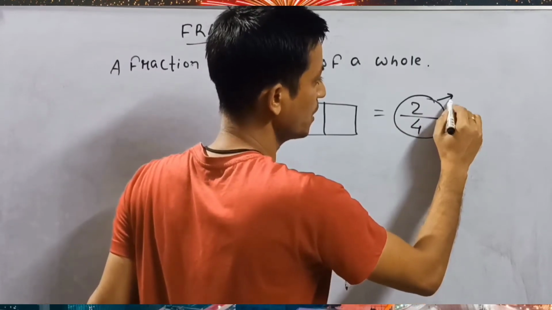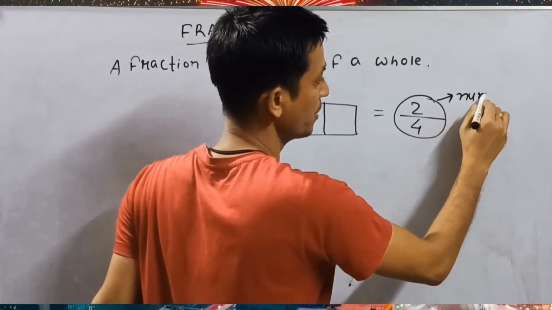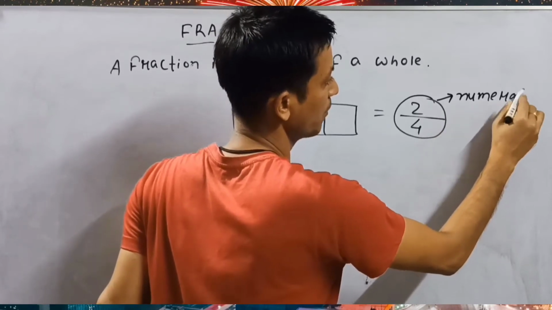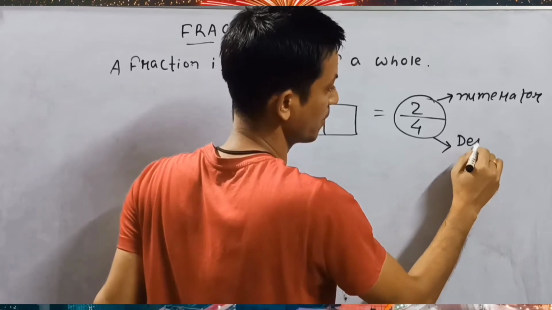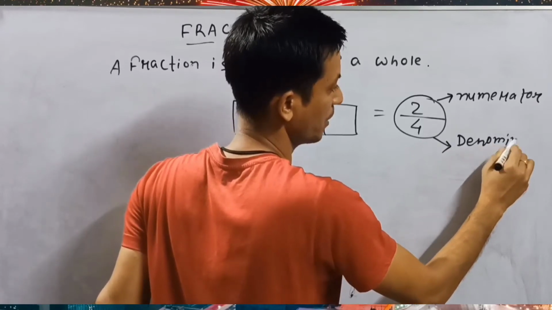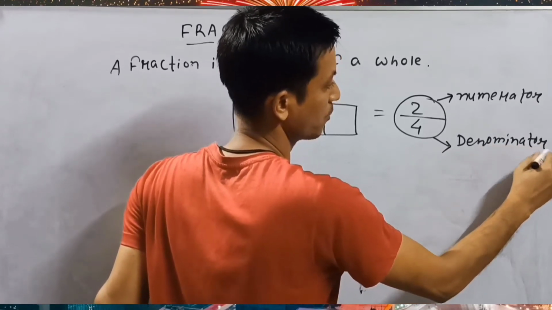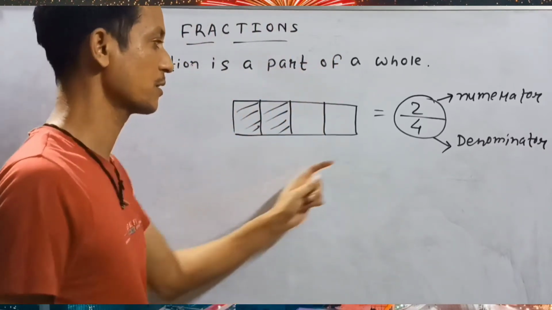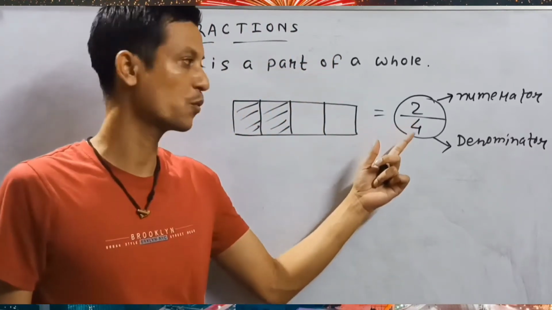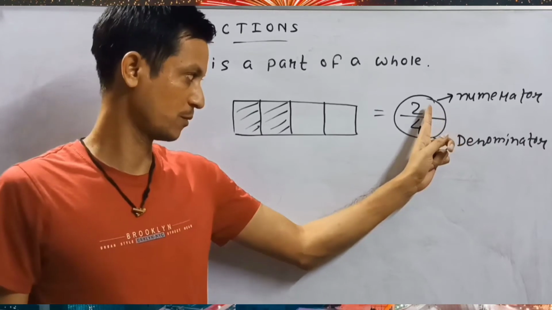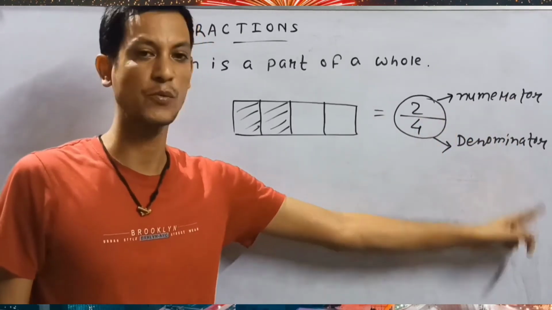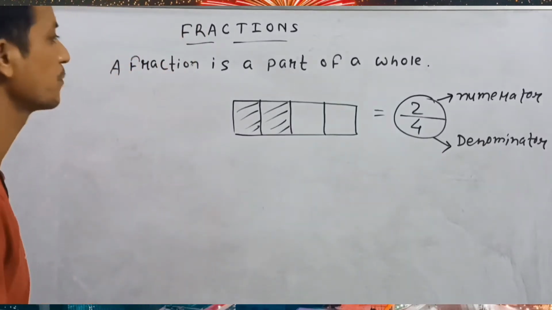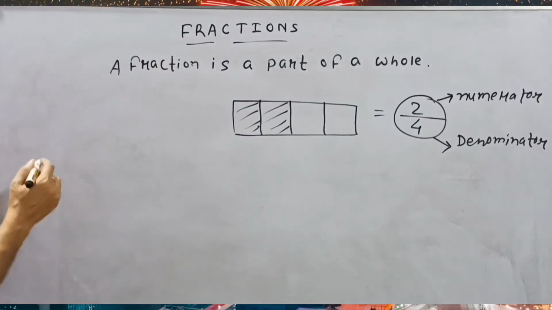So, 2 is the up one, numerator. This is called numerator, and this is denominator. So, here you can say this is fraction 2 by 4. Up one is called numerator, down one is called denominator. Next we have types of fractions.